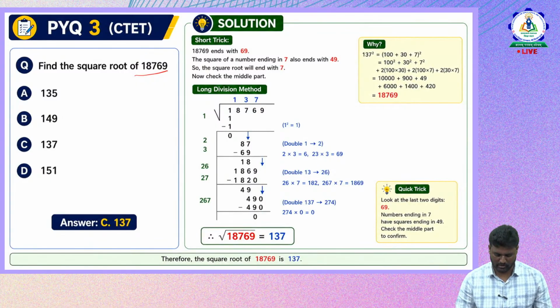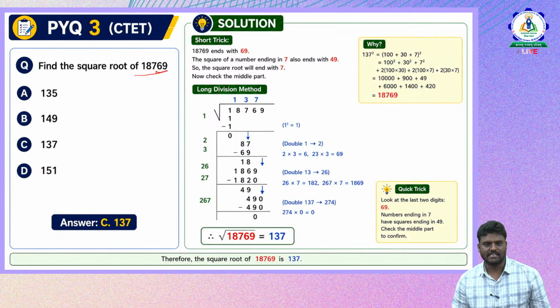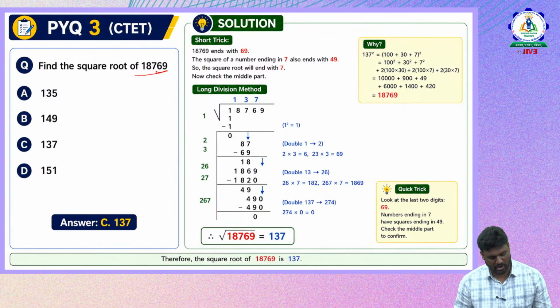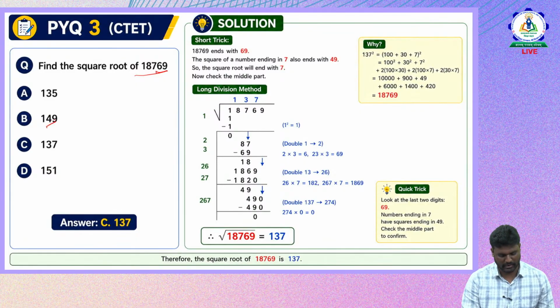Even without using the long division method, we can try to guess the answer here. In the given number 18,769, what is the last digit? The number ends with 69, and similarly look at the options. In option 135, the last digit is 5. 5 square is 25, so does it end with 9? No. Option B, 149: 9 square is 81, so it doesn't end with 9.